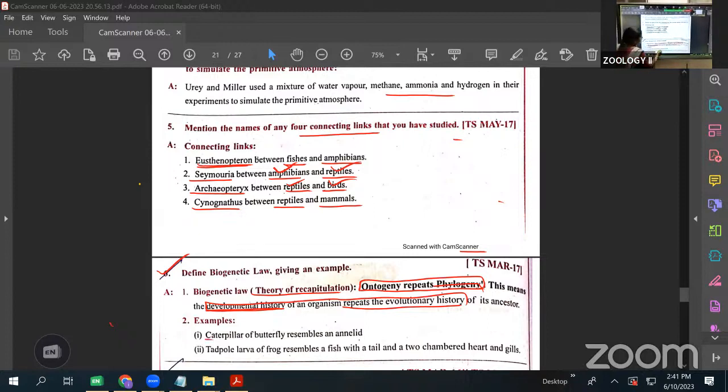For example, see this one. The caterpillar of the butterfly resembles an annelid. Actually, the caterpillar larva is an insect, an arthropod larva. The arthropod larva resembles the characters of annelida, which came before. Next, the tadpole larva of the frog resembles fishes. The tadpole larva is the amphibian, the frog's larva, and it resembles the characters of the fishes, the class before. Like this, ontogeny repeats the phylogeny. Developmental history repeats the evolutionary history.